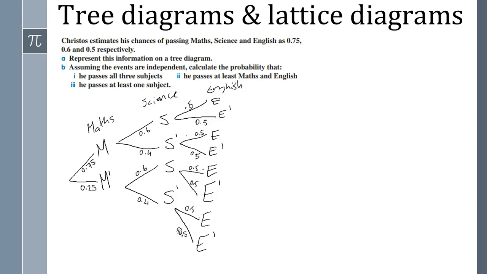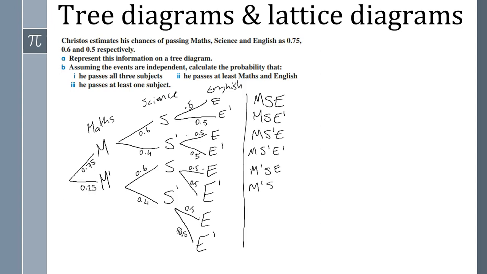Please, for the marker's sake of whatever test or exam you do, do these neatly. So we can have he passes maths, he passes science, he passes English. He passes maths, he passes science, he fails English. He passes maths, he fails science, he passes English. Passes maths, fails science, fails English. They're all the maths ones. And then he fails maths, passes science, passes English, fails maths, passes science, fails English.